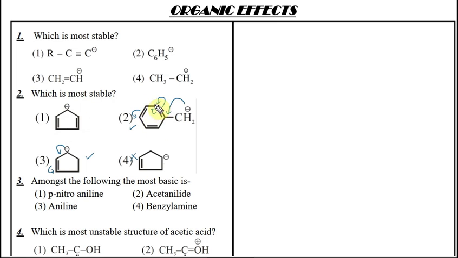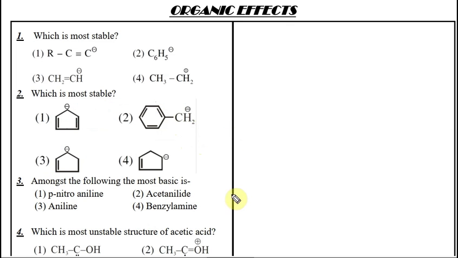But this has more resonating structures, and this one, by taking this electron inside, has 4n plus 2 pi electrons, where n equals 1. For 6 pi electrons, 2, 4, 6. So this is aromatic, and this is the most stable. The stability order would be 1 is the best, followed by 2 because of a lot of resonating structures, better than 3, better than 4.